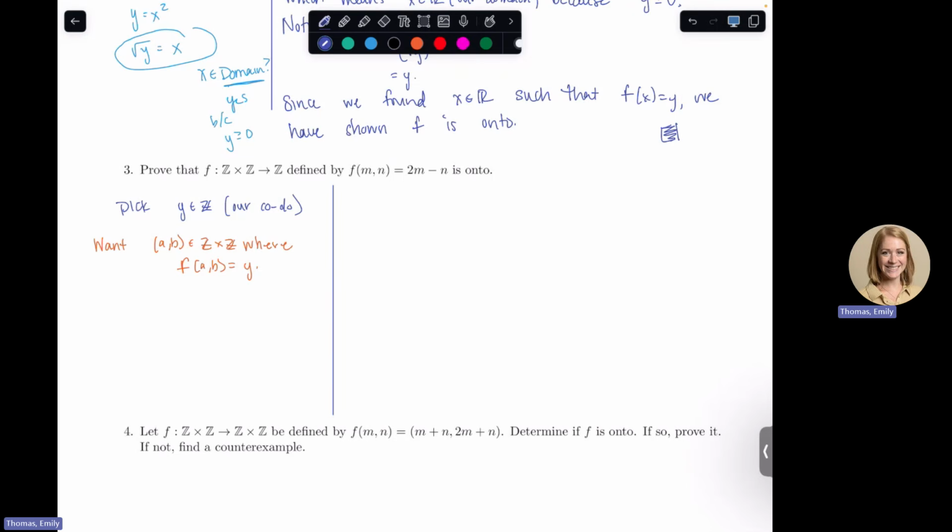So what two integers could I subtract and get y? Could I do 2m minus n, 2a minus b, 2 something minus something and get y? I'm trying to fill this in. 2 something minus something gives me y. We got to get y, so we should use a y. We have to use an ordered pair, so what could we use that involves a y? y would work, right? 2y minus y is y.